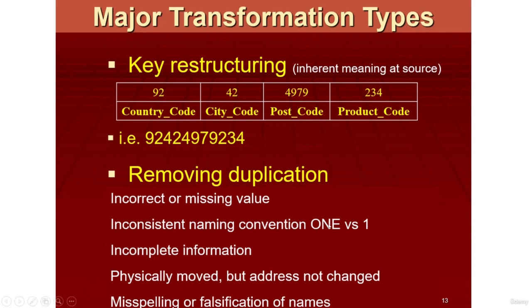Another point is that you, as a software tester, are responsible for removing duplication, incorrect or missing values, inconsistent naming conventions, incomplete information, physically moved data addresses, and misspellings. Misspelling is one of the common mistakes we notice, and you will experience it yourself when you are doing software testing on large-scale data sets, with billions of records.